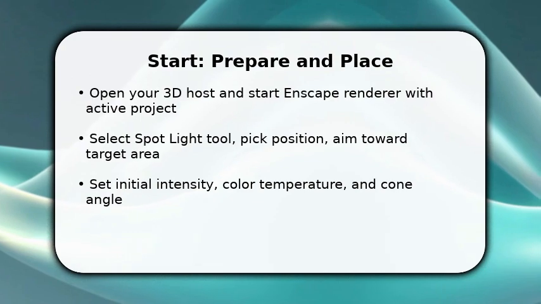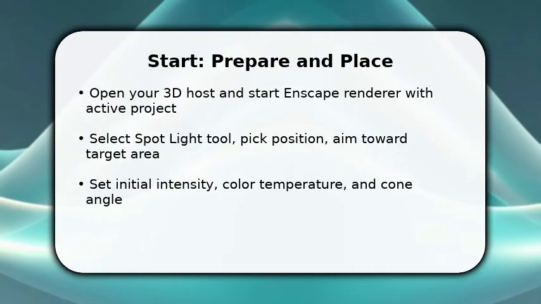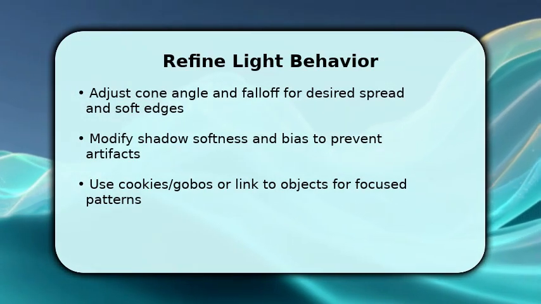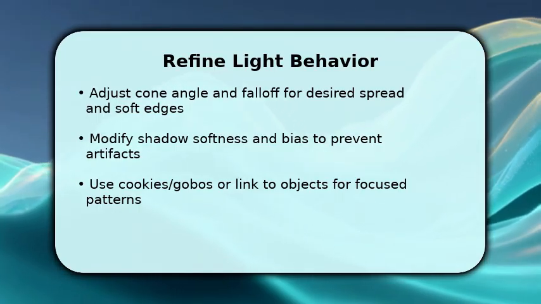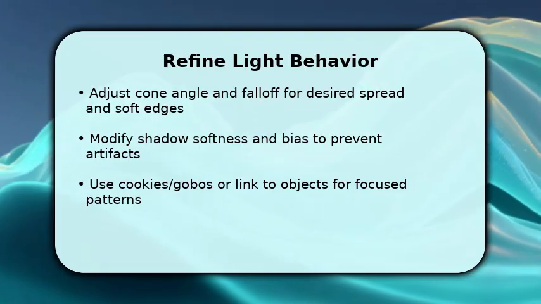Now refine how the spotlight behaves by adjusting cone angle and falloff so highlights aren't harsh or too narrow. Increase falloff or use inverse square to get realistic attenuation. Make sure shadow softness is set to avoid crisp aliasing while keeping definition.